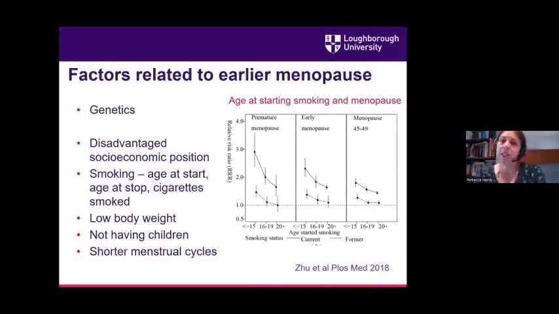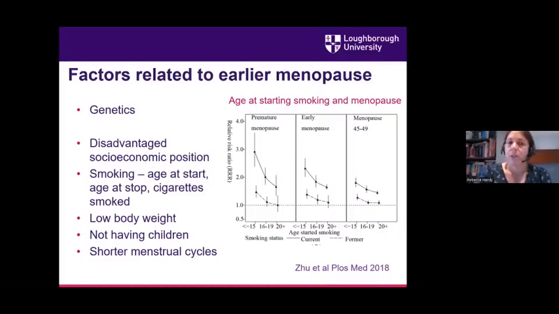Okay, so there's been some research looking at what factors are related to having an earlier menopause. There isn't a huge amount of consistency, but summarizing, we do know that genetics is important. It is strongly inherited, so mothers' and daughters' menopausal age is correlated, and there is a genetic effect, but obviously we can't change that. So there is room for environmental factors to influence age at menopause.